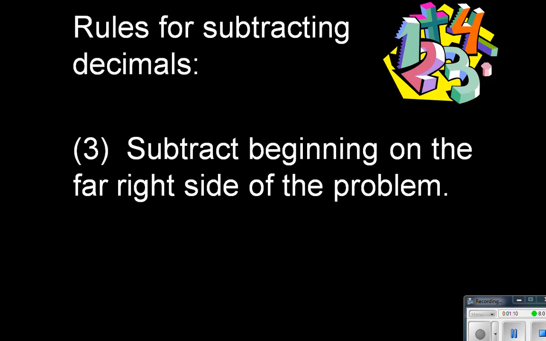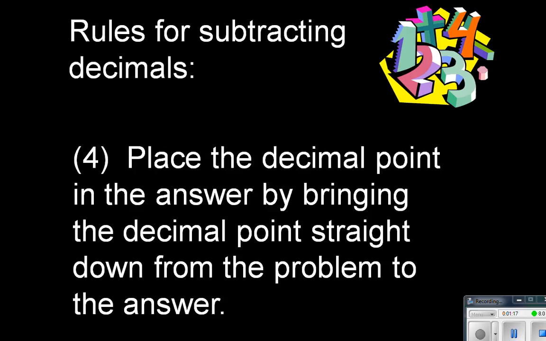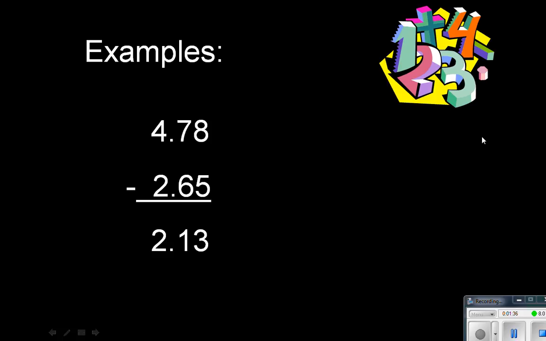The next one, when you are subtracting, you always start on the right-hand side and work left. And you will bring the decimal point directly down to the bottom so that it is lined up with the decimals in the actual problem, and the difference will have the same decimal place value. So let's go ahead and look at a first example here.